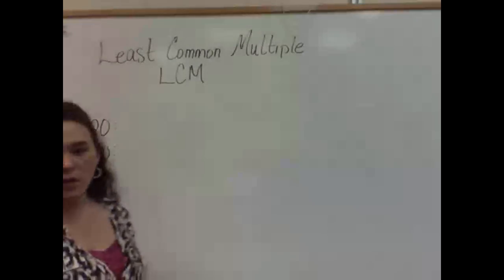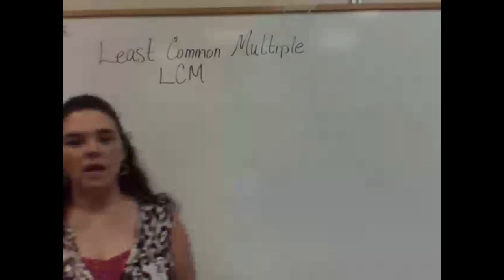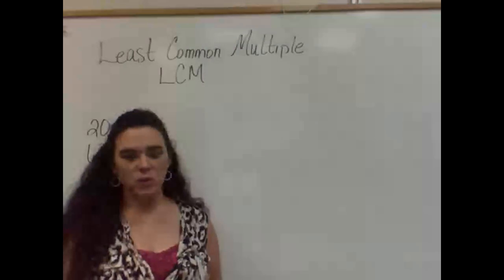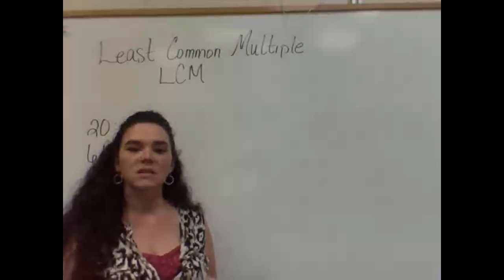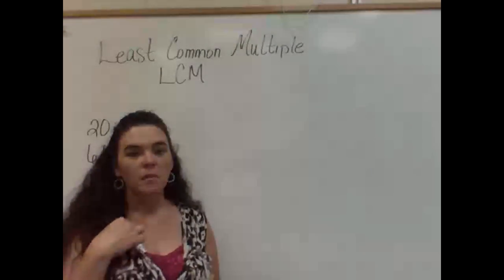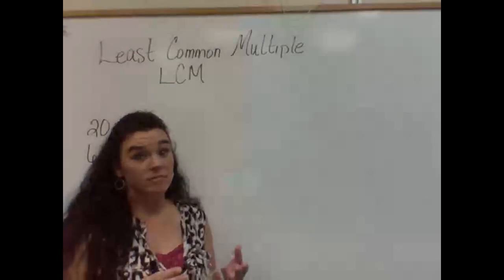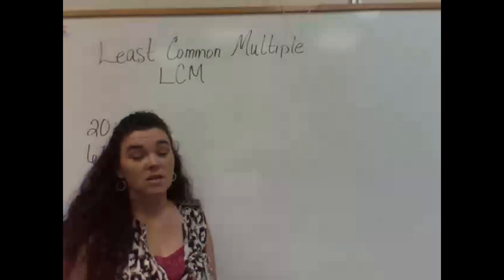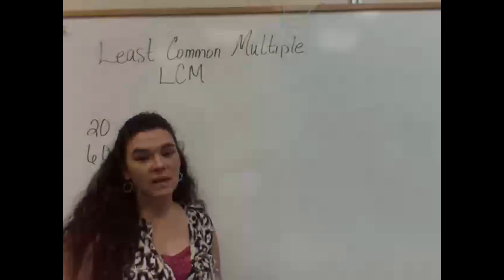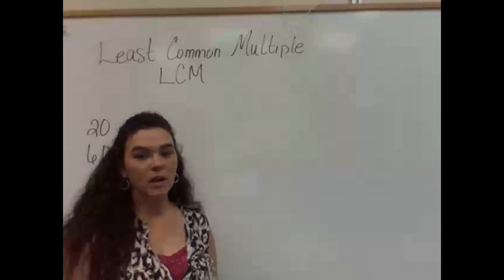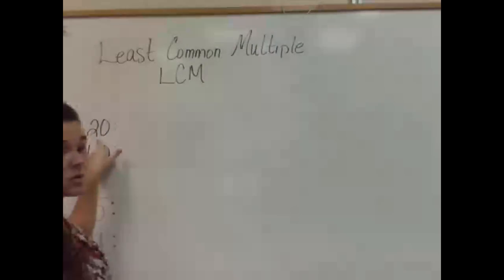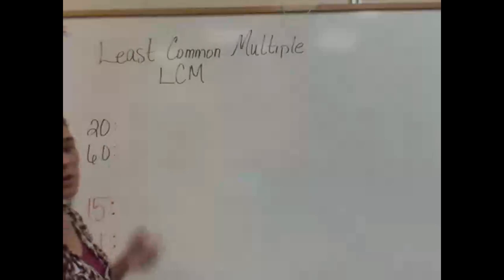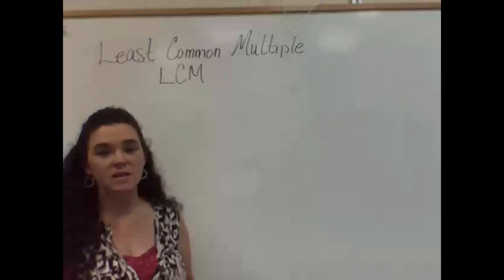Okay, now we're going to learn about the least common multiple. Now let's talk about those words for a minute. Least means the smallest. Common means that it is in both lists. Multiple means that we're looking at the product of each one of these numbers times another number, but we're not going to use zero in any of these cases.